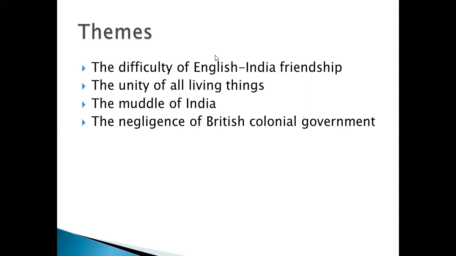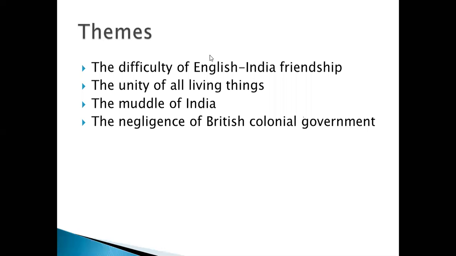So when we study this novel, we find the following themes: the difficulty of English-Indian friendship. This is probably the most important theme of the novel, and you will find it throughout the novel. If you read the whole novel, this is what you will mostly notice: that they are unable to have a proper relationship with each other. There are many factors which are not allowing them to develop a relationship, which we have already discussed.